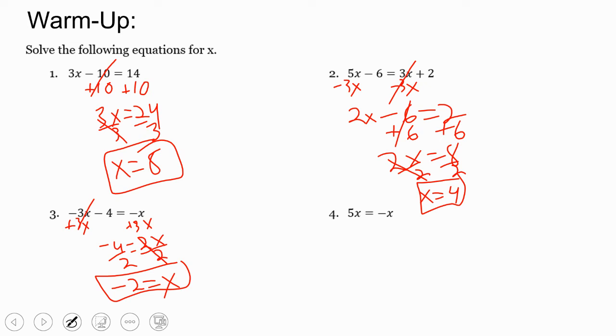Last problem here, again, x is on both sides, so I'm going to move them. This time I'm going to move the -x because adding x to both sides will keep my coefficients positive. So I'm going to add x here and add x here. Again, remember that that is one singular x. So 5x plus 1x is 6x.